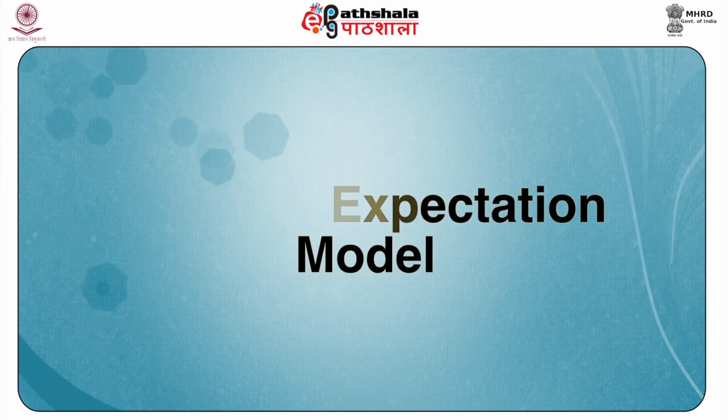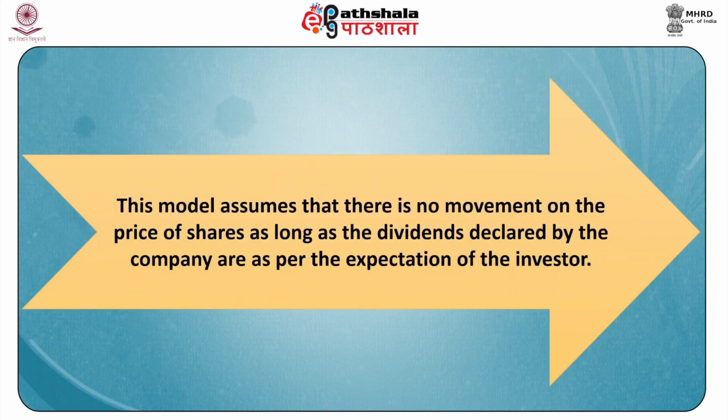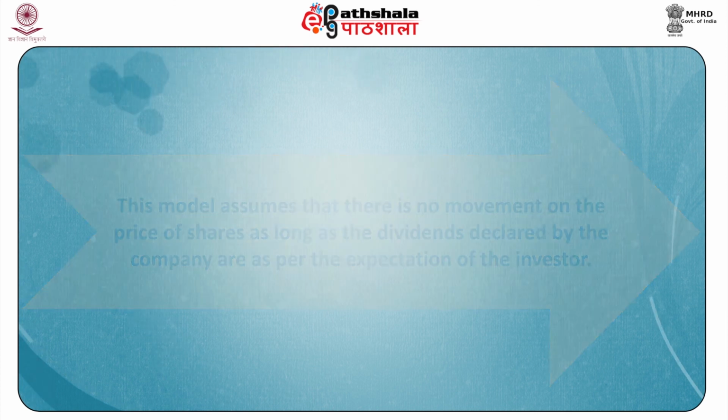Rational expectation model. As per this model, it assumes that there is no movement in the price of shares as long as the dividend declared by the company is as per the expectations of the investor. If the dividends declared by the company are not in line with the expectation of the investor, the price will show some adjustments. It will show an upward movement if the dividend declared is higher than expectation and a downward movement if it is lower than expected.